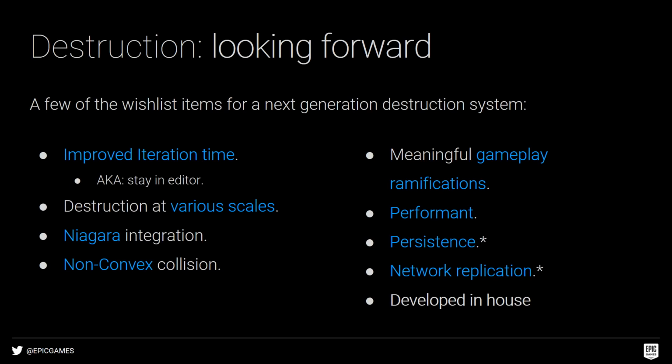All right, so then I have two features here that have asterisks on them, persistence and network replication. The asterisks mean that we're not there today. We don't have that right now, but that's going to be forthcoming in the future. So we know that multiplayer is a big deal, of course, and destruction has to support all that. And then finally, developed in-house. By bringing this in-house and developing our own physics system, we can resource it appropriately, keep making improvements, and doing bug fixes.